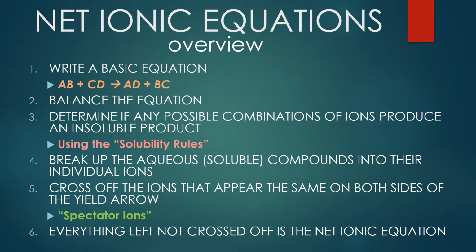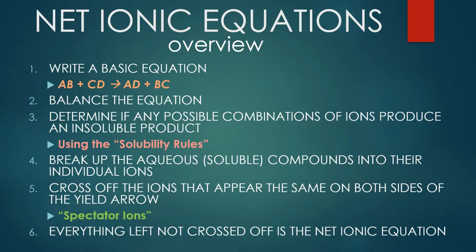First, you write down the basic equation, which is the formula AB plus CD yields AD plus BC. All that means is that the first compound's ions mix with the second compound's ions, and those shuffle around. If you shuffle those around, you're going to get the result on the other side of the yield arrow. We'll talk more about that in a second.